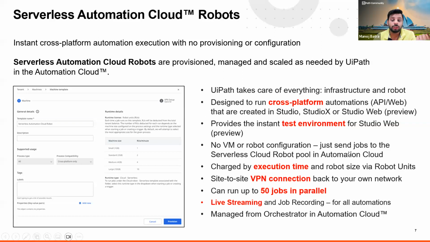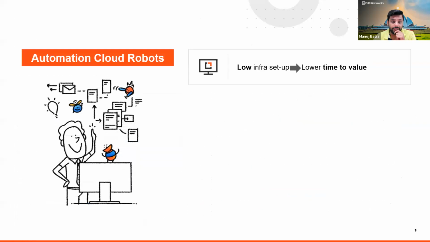And the first offering was the cloud VM. So these were the two offerings provided by UiPath. Now the next slide is, why do we need that? We have already touched upon some part of it.